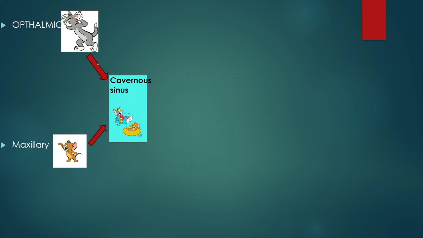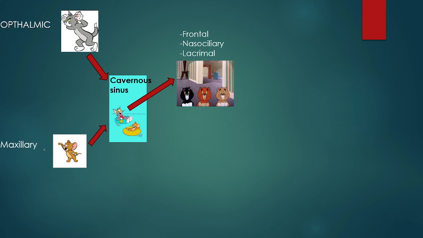So first of all, the ophthalmic branch. Now consider the ophthalmic branch as Tom. Okay, so what happens is, first of all, this ophthalmic branch and the maxillary branch both pass through the cavernous sinus. Now, after passing through the cavernous sinus, first of all we'll discuss in detail the ophthalmic. Okay, so focus on the Tom only right now. We'll discuss the Jerry later. First of all, the Tom.